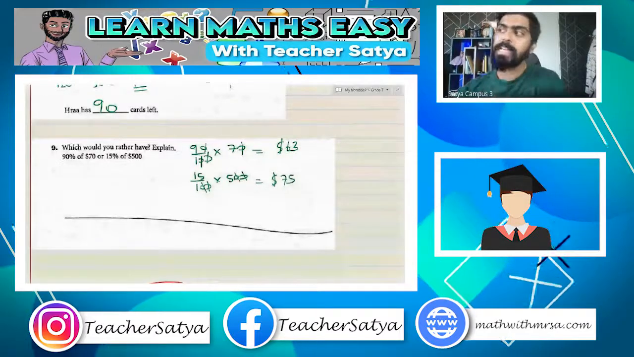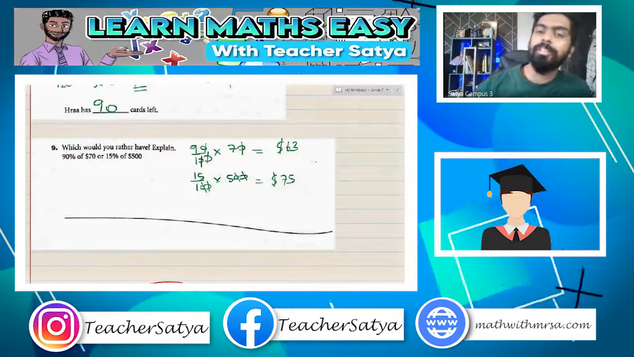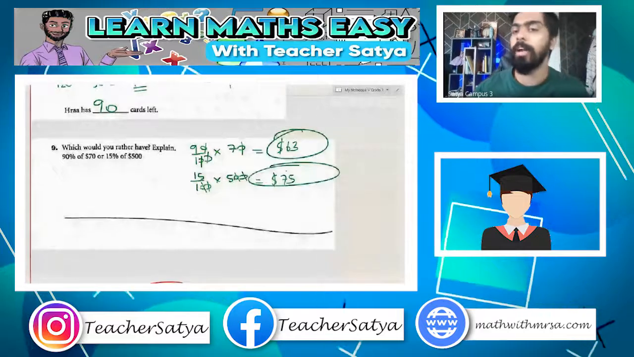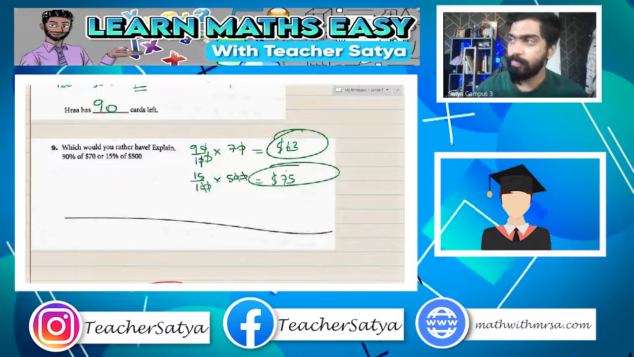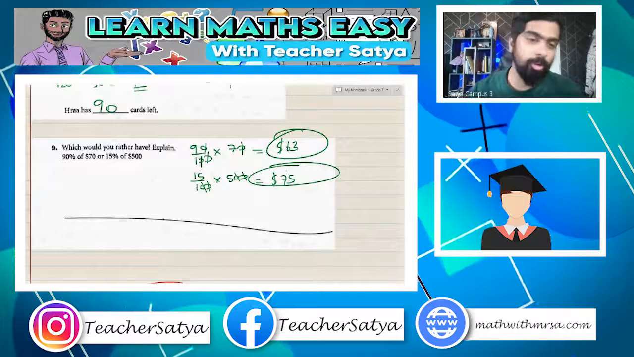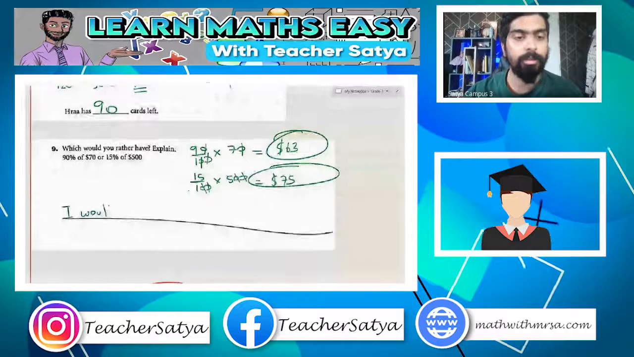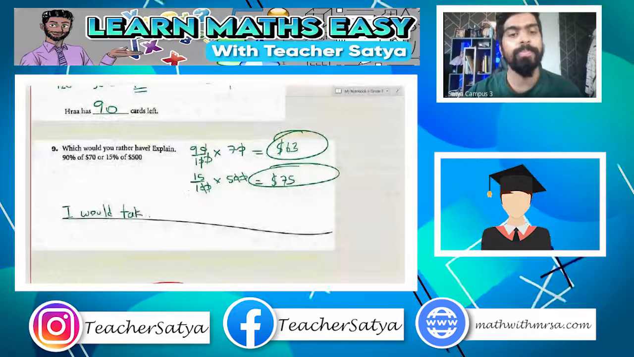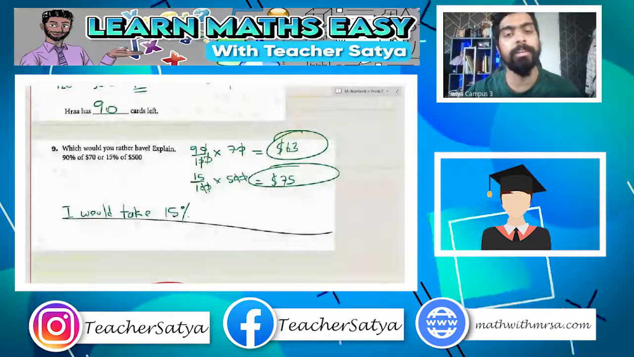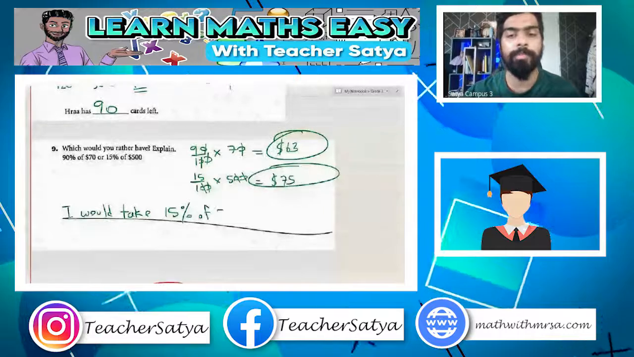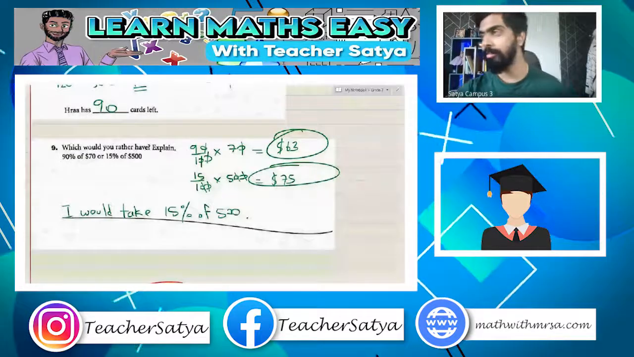So which would you take, Mint? Do you take $63 or do you take $75? Which one do you want? 75. Really good. So I would take 15% of 500. There we go.